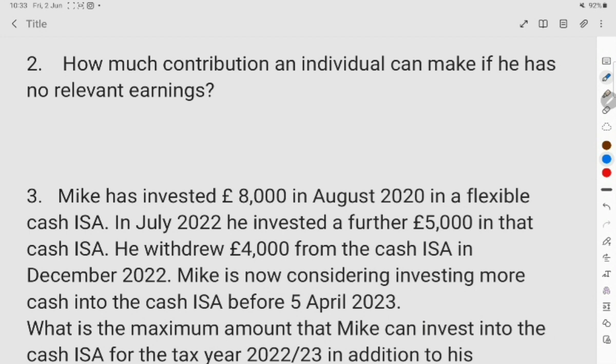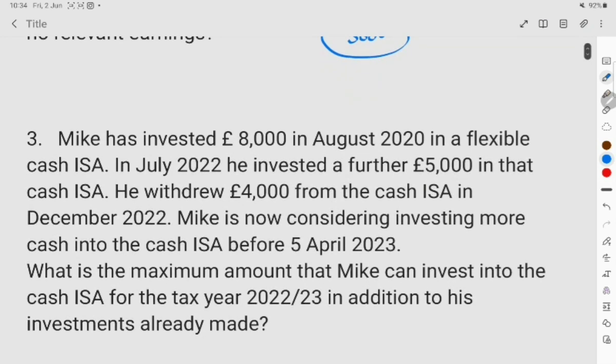Second question, how much contribution can an individual make if he has no relevant earning? If he has no relevant earning, then for the calculation of maximum annual amount in the topic of pension, you have to consider 3600 or 100% of relevant earning. So this is 3600, the contribution an individual can make if he has no relevant earning.